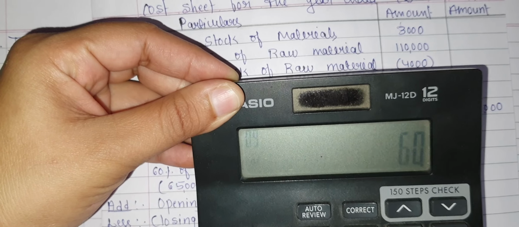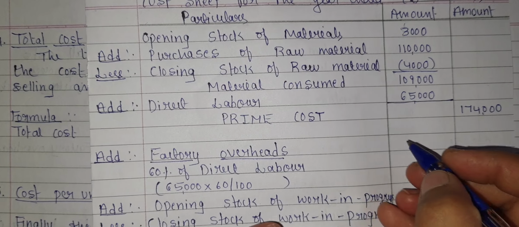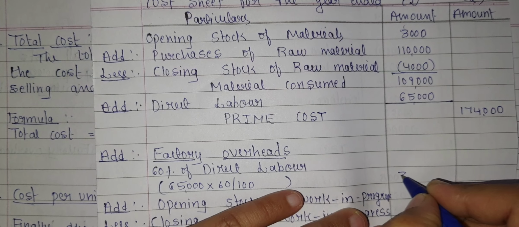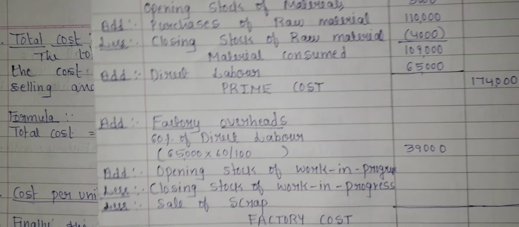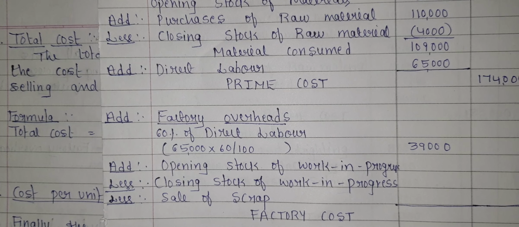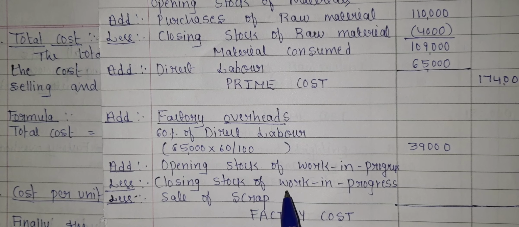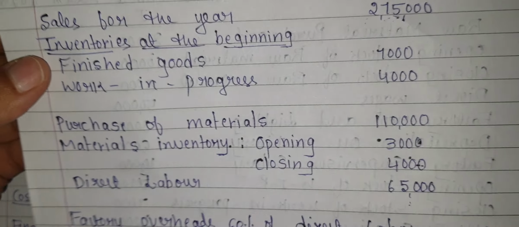65,000 into 60%, that is equals to rupees 39,000. So our factory overheads how much? That is rupees 39,000. For this what we have to do? We have to add opening stock of work in progress and we need to deduct closing stock of work in progress. So what is the amount?